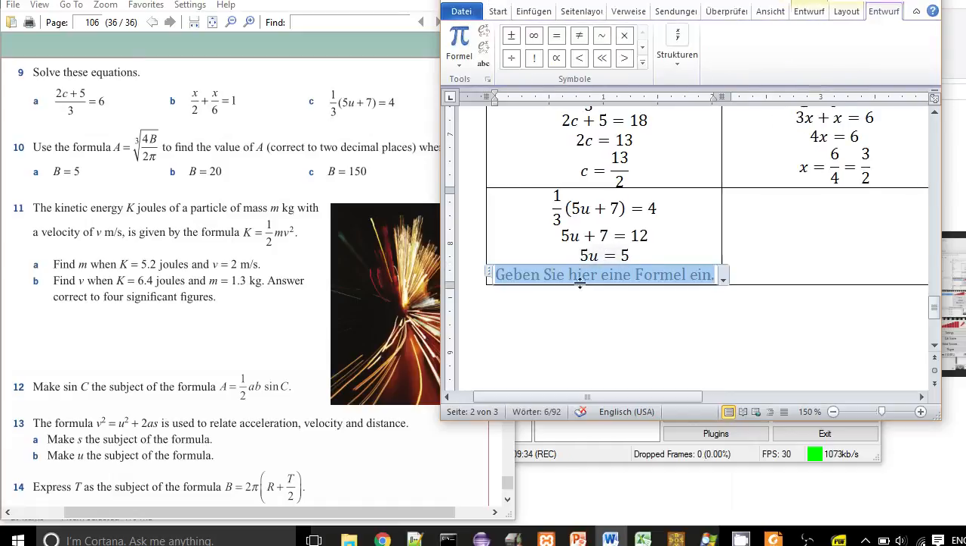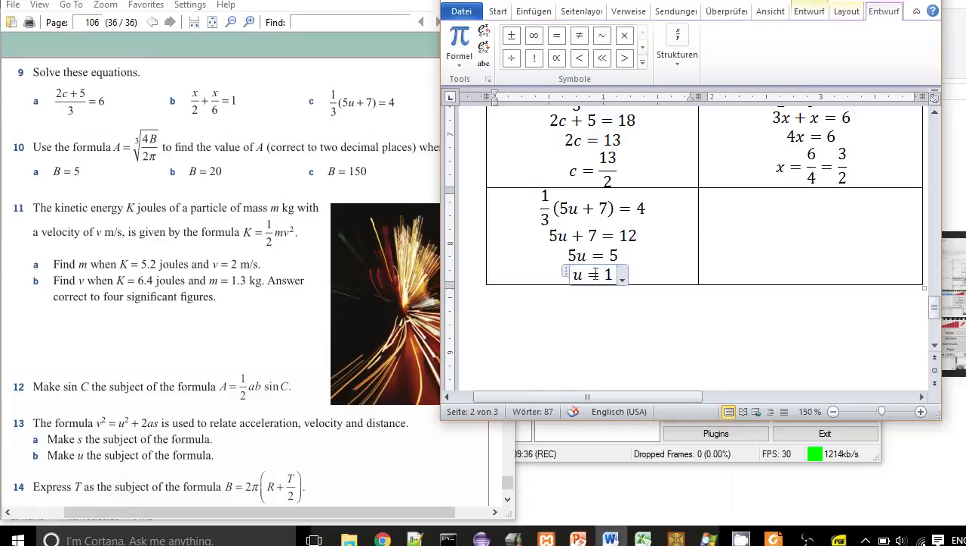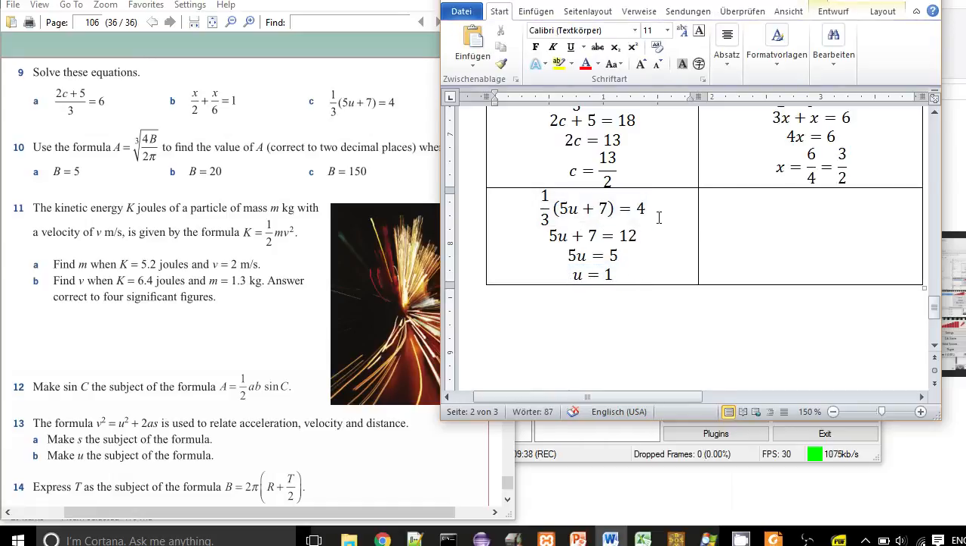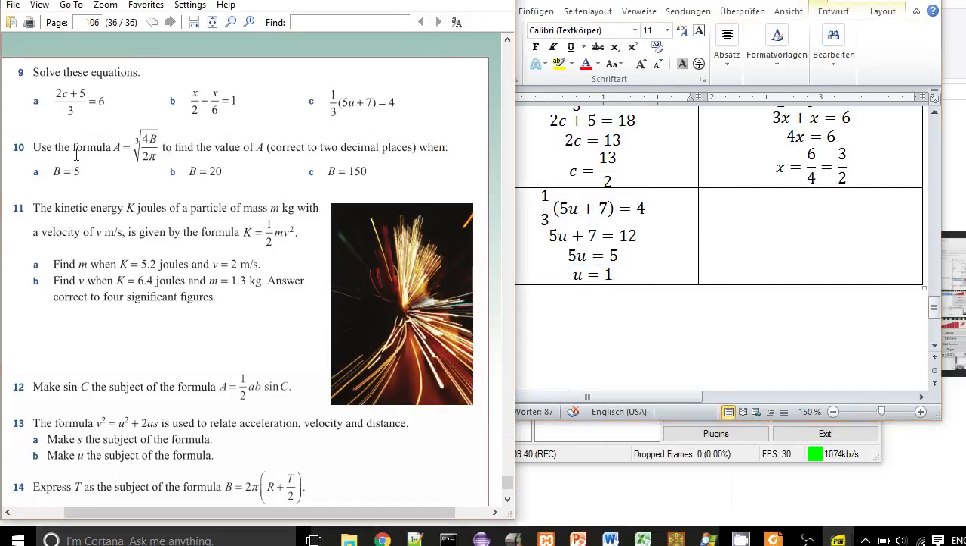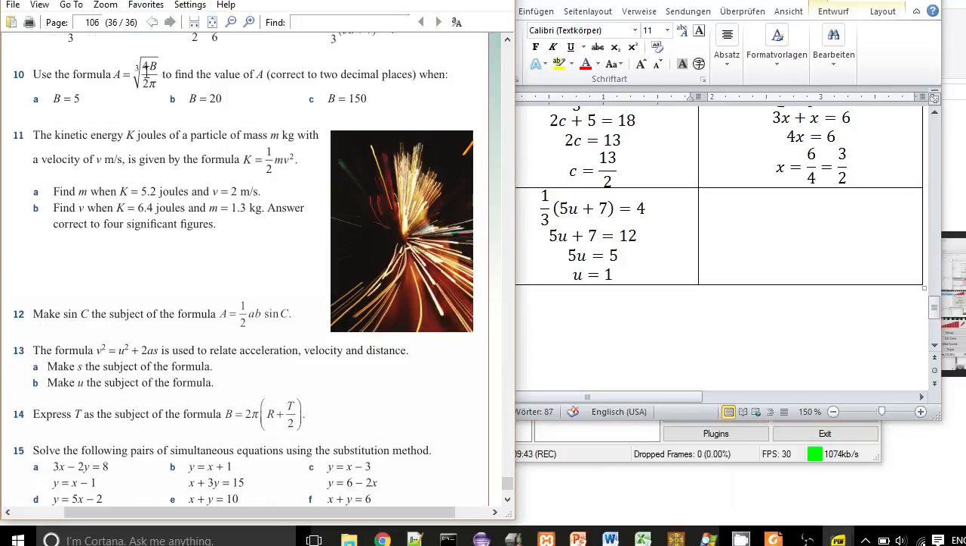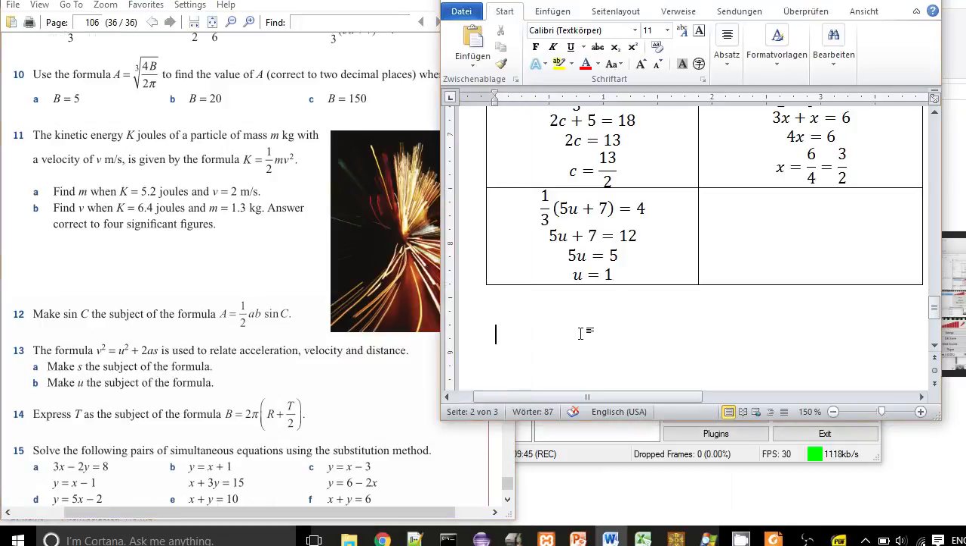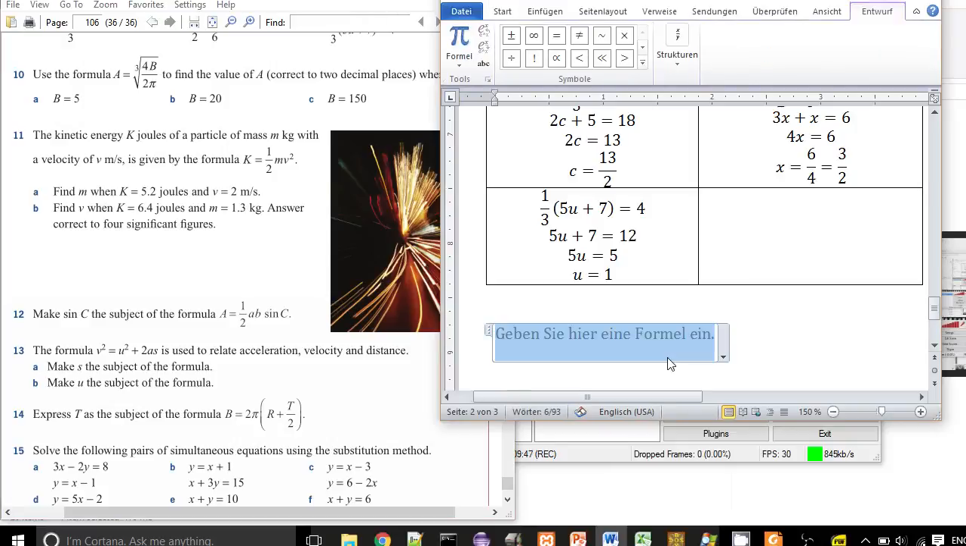Divide 5 by 5. U is just 1. Okay? And again, you can check it, but it works. Alright, let's keep going. This one you just need to put in your calculator. So I'm going to use my program. I think I can do it.